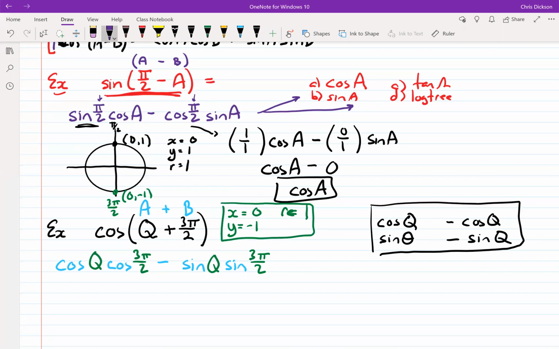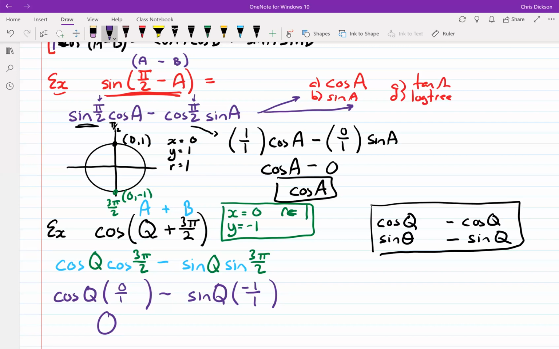So the cos of q is just the cos of q. I don't know what that is. But the cos of 3 pi over 2 would be x over r, so that's 0 over 1, which is really 0. Minusing the sine of q multiplied by the sine of 3 pi over 2, which is -1 over 1. So this is just 0 over there.